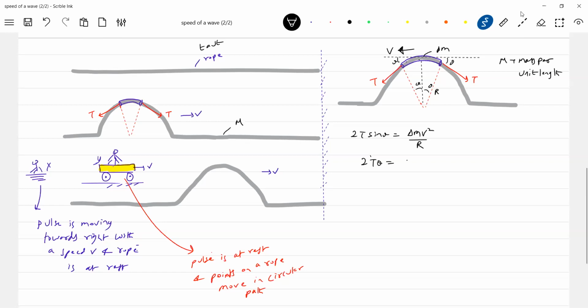Or linear mass density of the rope. So what do we write? Mu delta s into v square by r. Delta s is the arc length, subtending 2 theta.